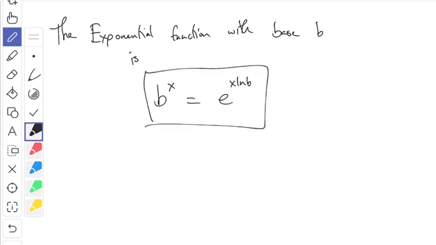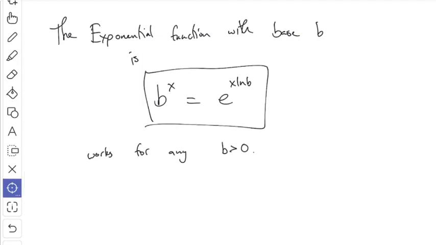And this works for any b which is greater than 0. The reason the b has to be greater than 0 is because in here, as part of the definition, I'm doing ln of b. And so remember, the natural log is only defined for positive numbers. You can't plug a negative number into the ln. And so this definition is only going to work when the b is positive.